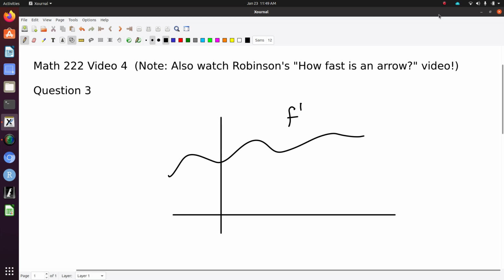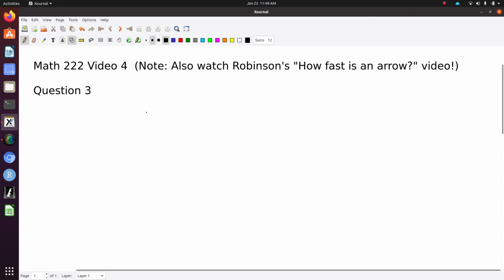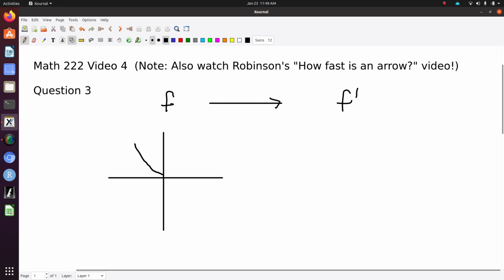But let me give you some examples. It's easier to think about it going the other way first. Let's say f, and what is f prime when you have f? So typical thing we do is like a parabola, and pretend like it goes down to 0. There we go. It doesn't actually matter where that axis is. Okay, but it matters in f prime where the axis is.